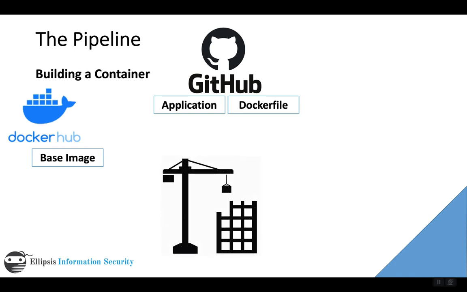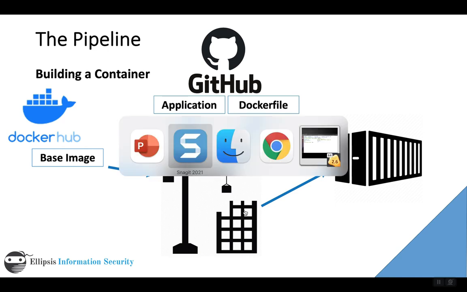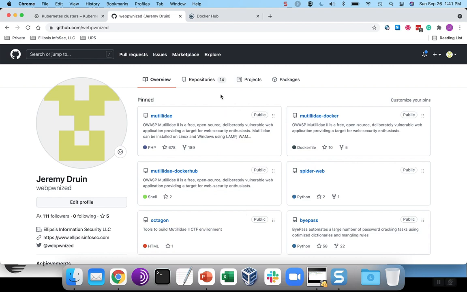Once we have all the different pieces, we need some sort of a build system, such as Docker, for example, that can take all these different pieces and assemble them into the container image. So we're going to use GitHub and Docker Hub as an example. Over here on GitHub, we have an application project. In this illustration, it's Matilda, and we have a build project, Matilda-Docker.